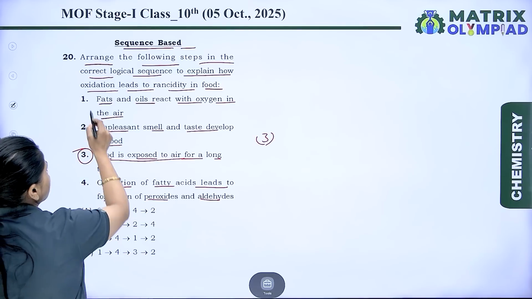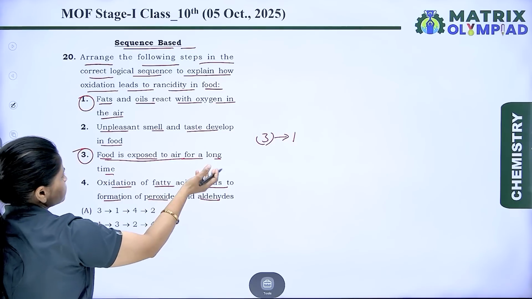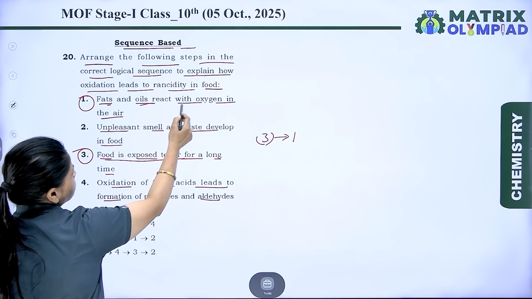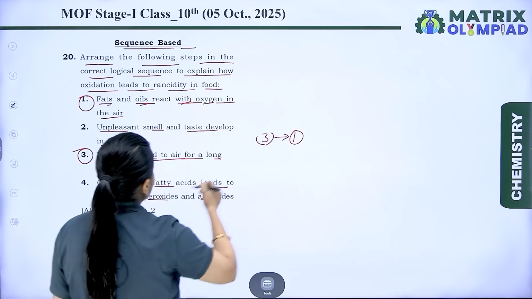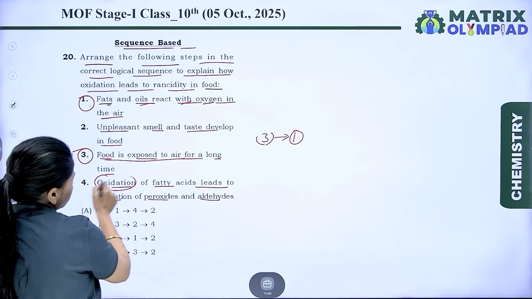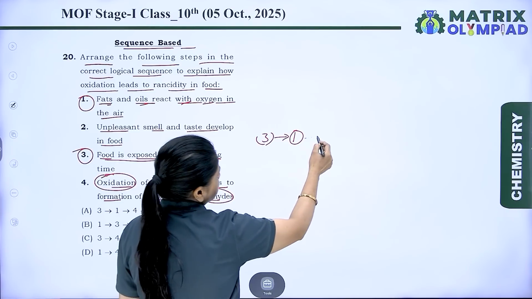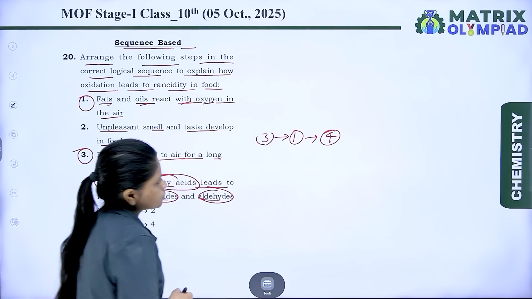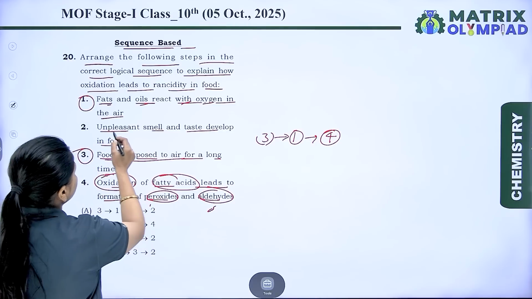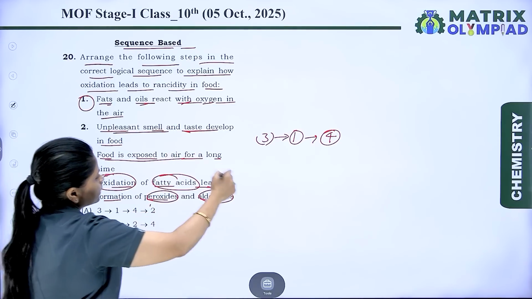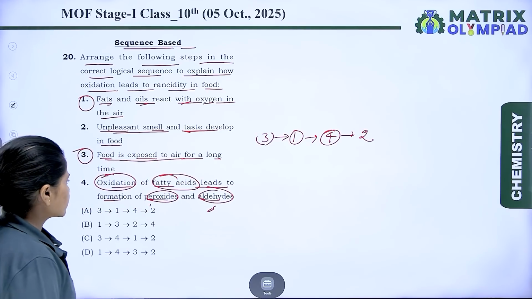After this, we have to choose step 1, that is, after exposing the food, the fats and oil react with oxygen and oxidize. Now after this, due to the oxidation of fatty acids, peroxides and aldehydes are formed. Now the next step is 4, and because of the formation of peroxides and aldehydes, the food gives bad smell and bad taste. So step 2 is taken as the last.